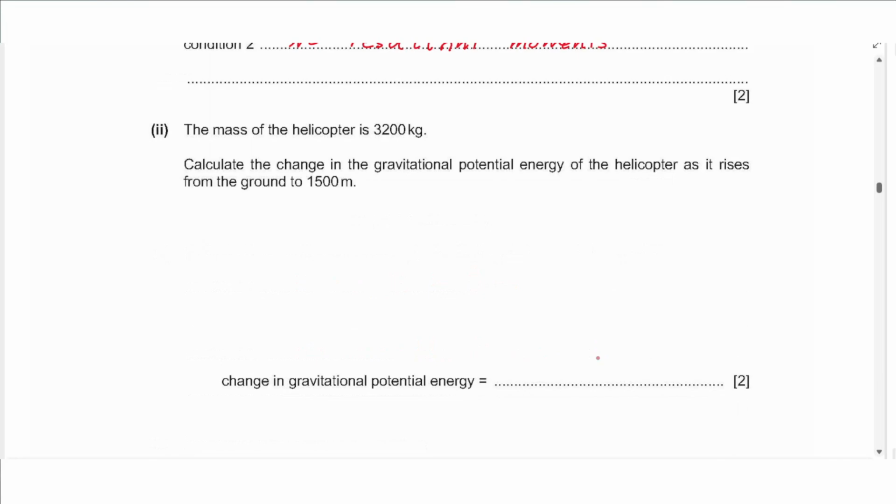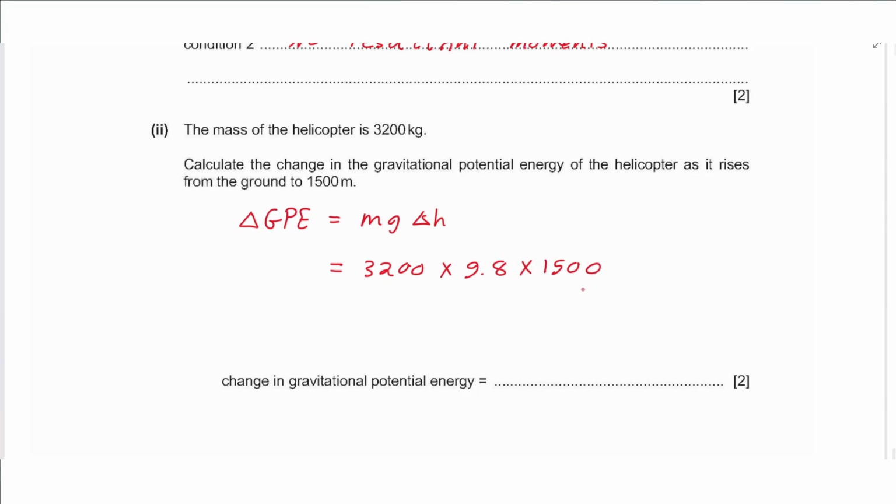Part I says the mass of the helicopter is 3,200 kilograms. Calculate the change in gravitational potential energy of the helicopter as it rises from the ground to 1,500 meters. So the change in gravitational potential energy is equal to mg delta h. So we have the mass 3,200 multiplied by g, which is 9.8, and by the height, which is 1,500 meters. This gives an answer of 47,040,000 joules, which we can approximate and write in standard form as 4.7 times 10 to the power of 7 joules.